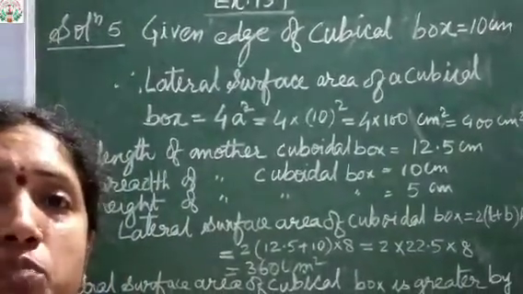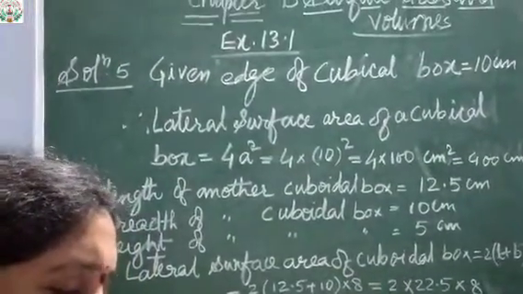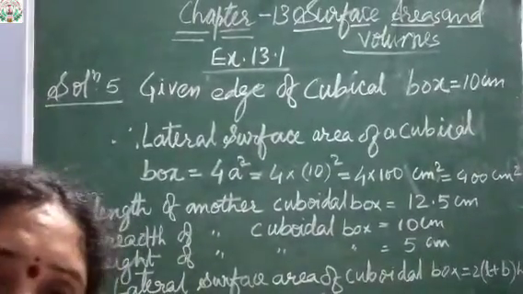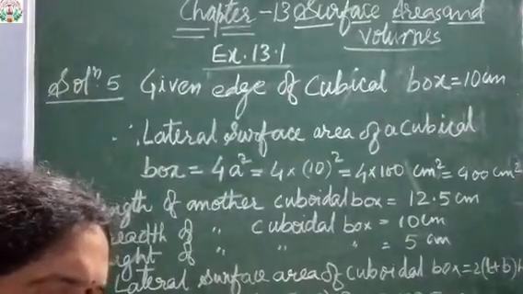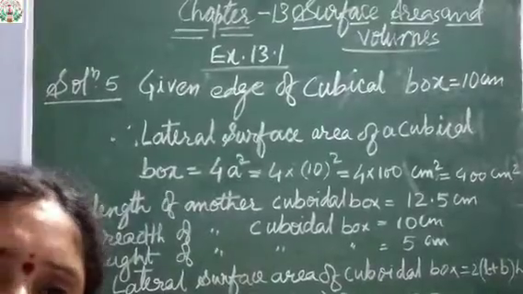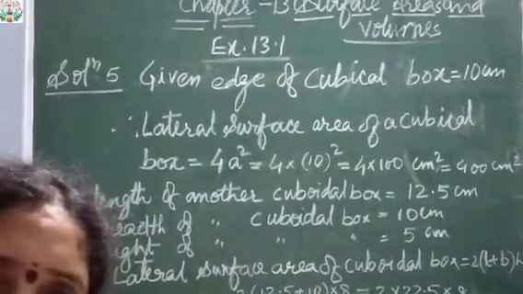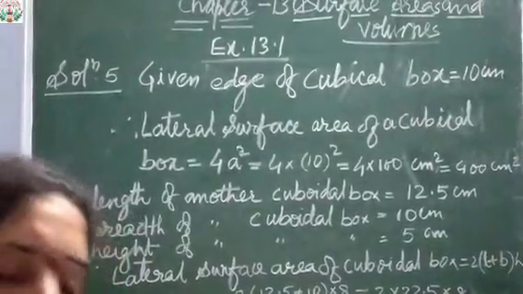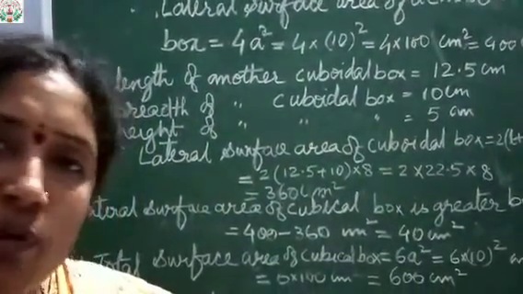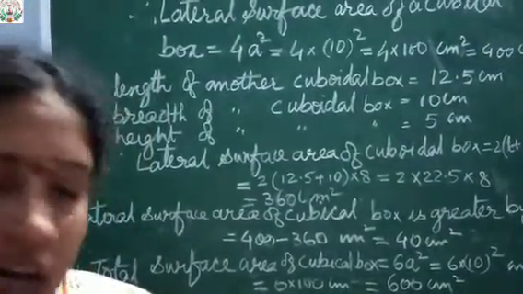Question of 13.1. The question is, a cubical box has each edge 10 cm, and another one is a cuboidal box. Cubical means you know from cube. So cube means all sides are equal. Length, height, width all are the same. And the other, cuboidal box. Cuboidal means rectangular one. Okay. It is 12.5 cm long, 10 cm wide and 8 cm high.